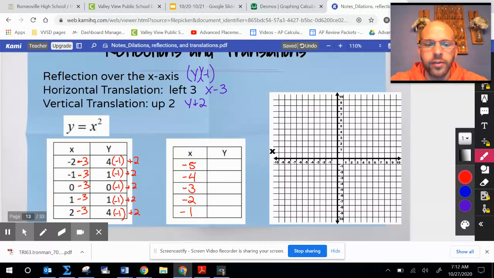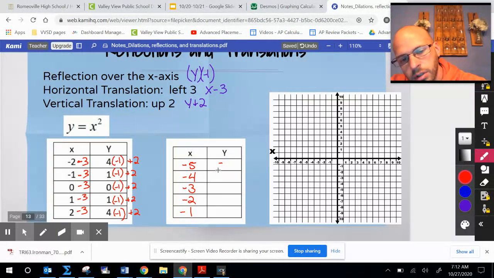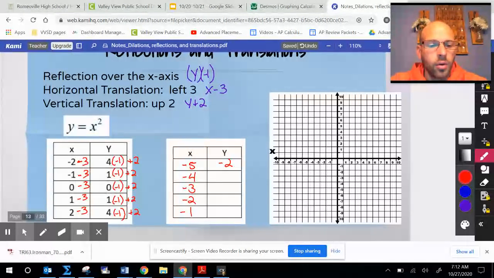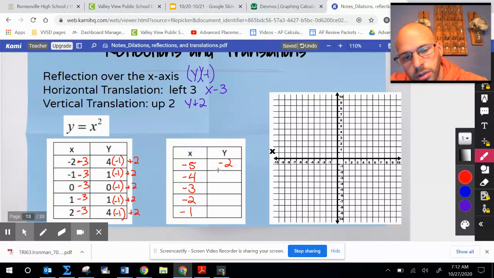Okay, so let's go to the y values. Now we have to follow order of operations here. You have to do multiplication first, then your addition and subtraction. So 4 times negative 1 is a negative 4, plus 2 is a negative 2. And you can use your calculator to assist if needed. 1 times a negative 1 is negative 1, plus 2 is 1.